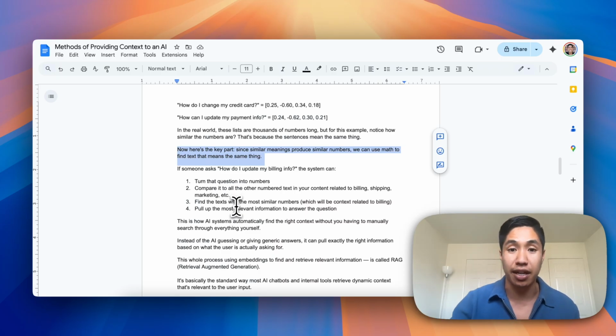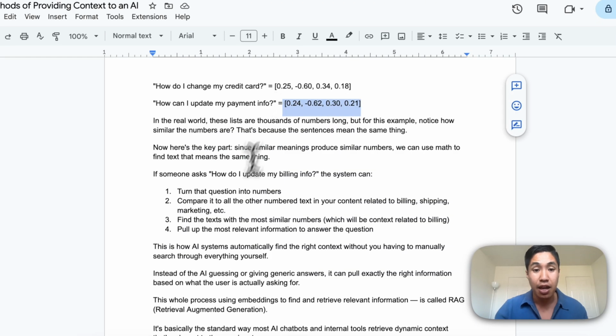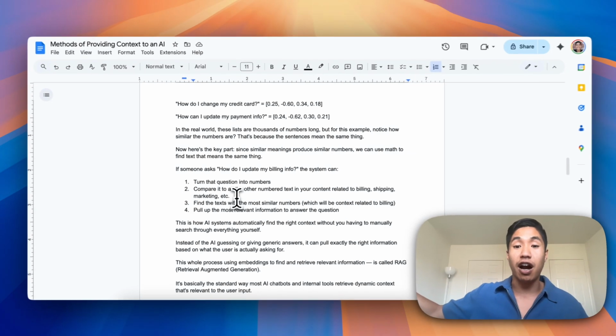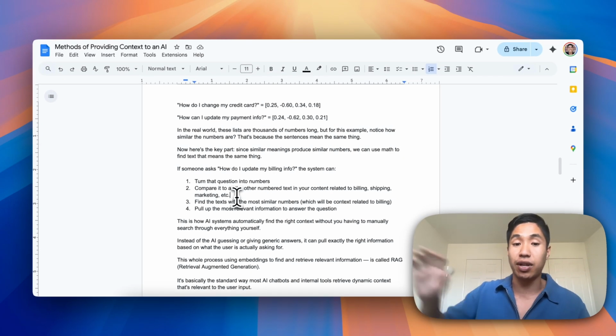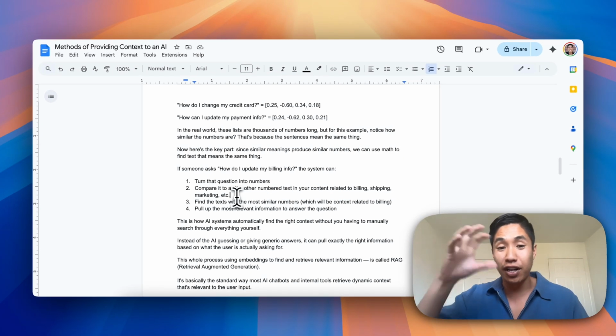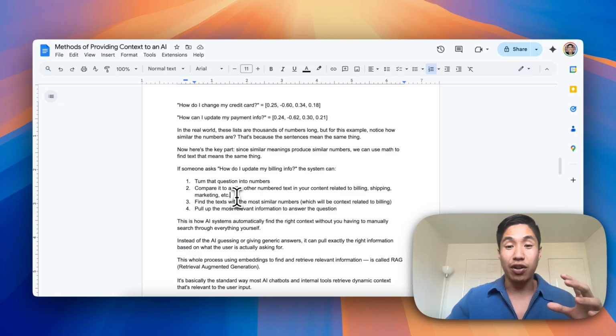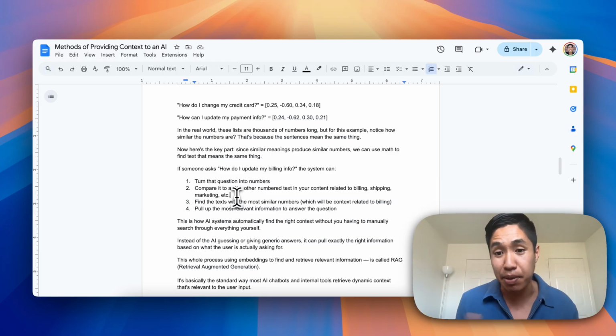Turn that into an embedding, so like a list of numbers, right? We're gonna compare it to all our lists of numbers for the content that we have stashed in a database, let's say. So let's say we have all our SOPs converted into these lists of numbers, right? Again, these SOPs can be related to billing, shipping, marketing, whatever.